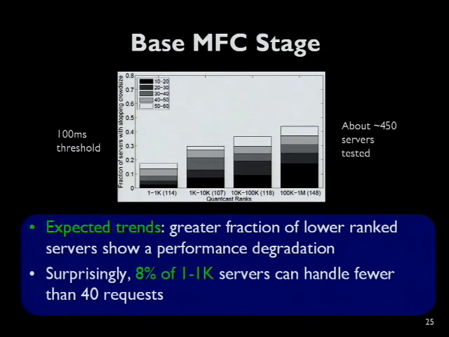In particular, for the least popular set of sites, about 45% of the sites could not handle any more than 60 simultaneous head requests before there was a performance degradation. But to some extent, what we found surprising was that in the most popular category, there were about 10% of sites which could not handle any more than 40 requests before there was a 100 millisecond degradation in response time. We were surprised at that. We expected them to be hosted at large data centers, and we didn't expect this to happen.